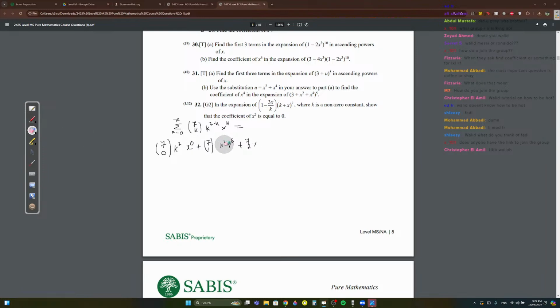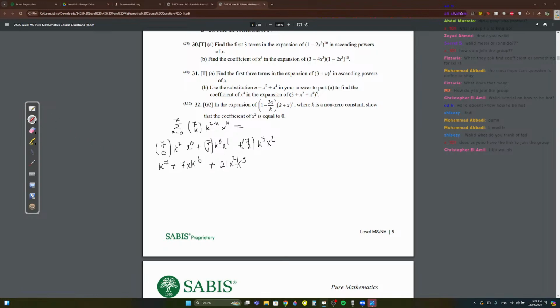Hold up, I mean k to the power of 6, x to the power of 1, and then 7C2 k to the power of 5, x to the power of 2. Okay, let's start filling in the coefficients. This is going to be k to the power of 7. This is going to be 7 k to the power of 6 x, plus 7C2 is 21, k to the power of 5, x squared.